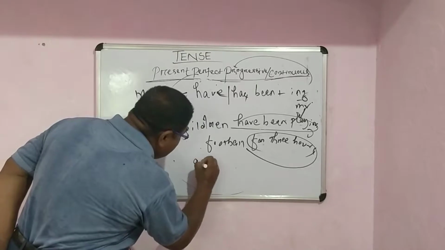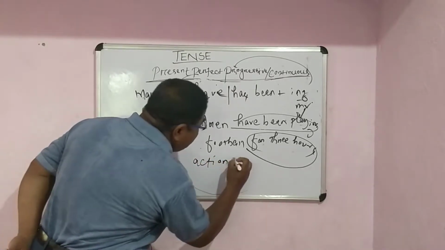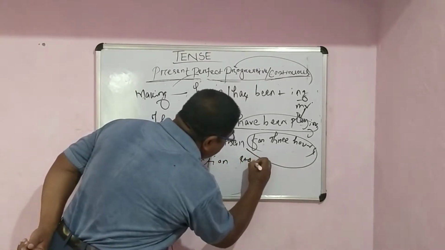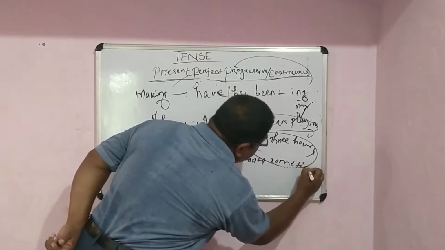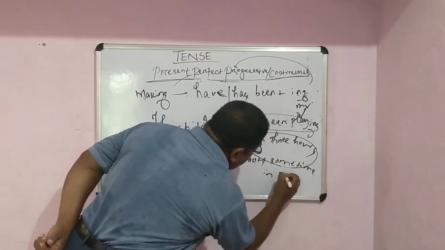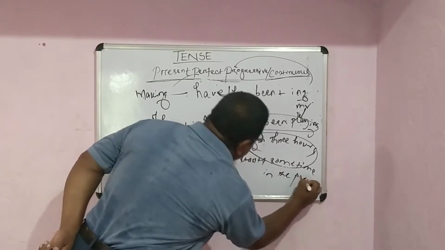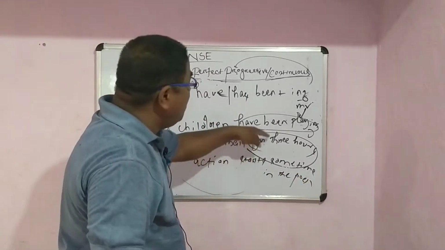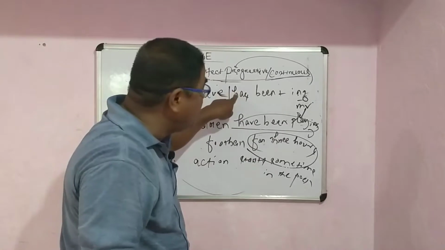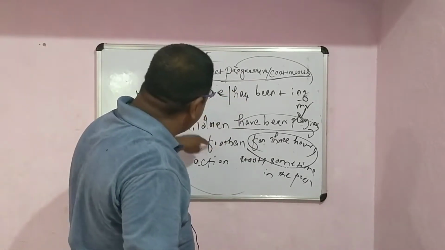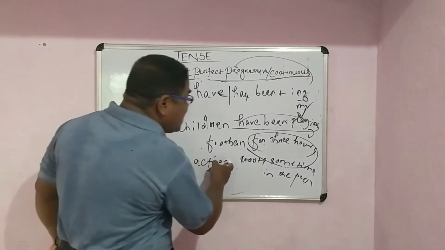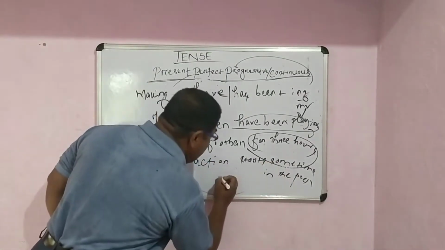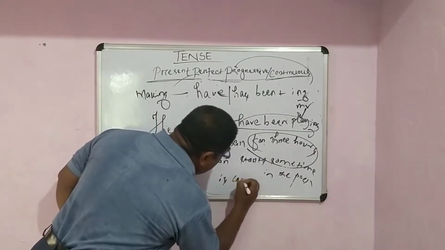That means if a certain action starts sometime in the past, if I say "for 3 hours," it means the playing started 3 hours before and the playing of football is still going on, is still continuing. So here the action starts sometime in the past and is still continuing.